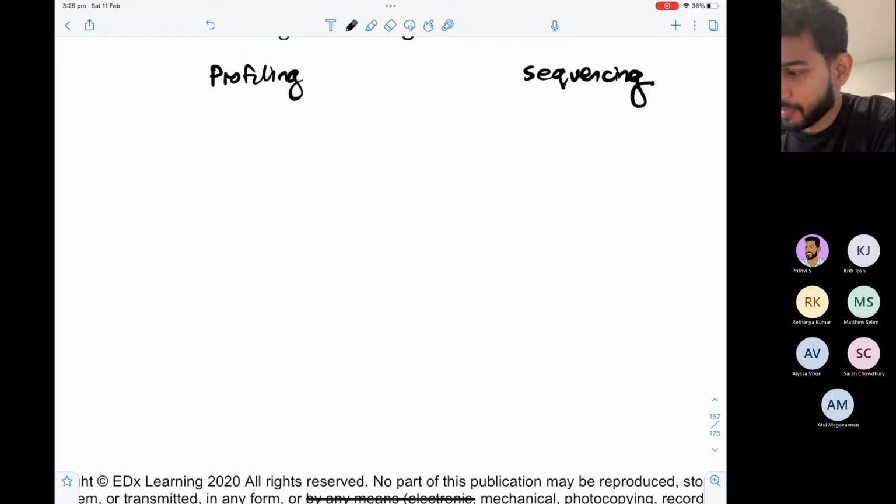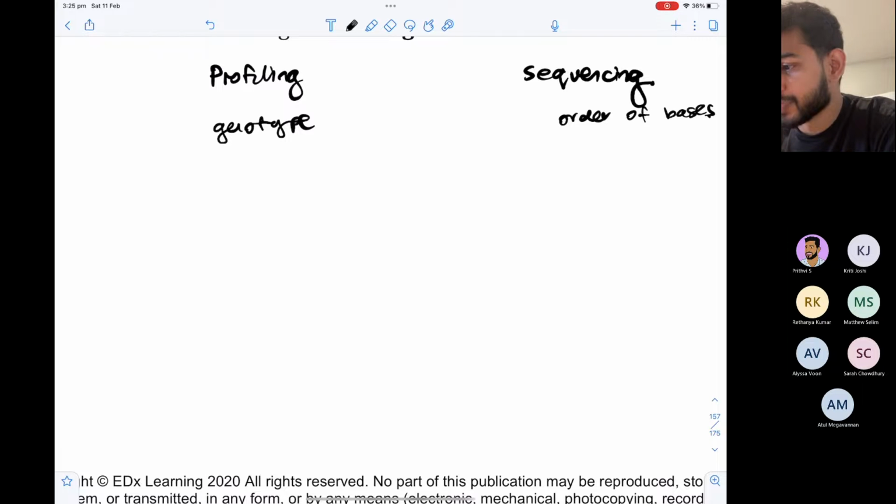Good, right? So profiling identifies DNA fragments based on size to determine genotype. Sequencing determines the order of bases. Good. Rithanya, what's one other similarity or difference?